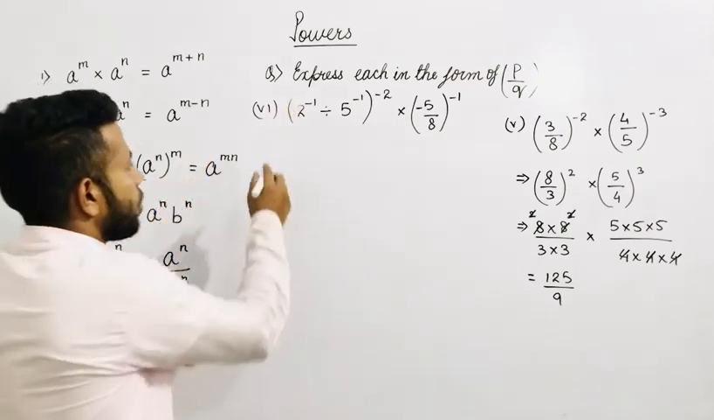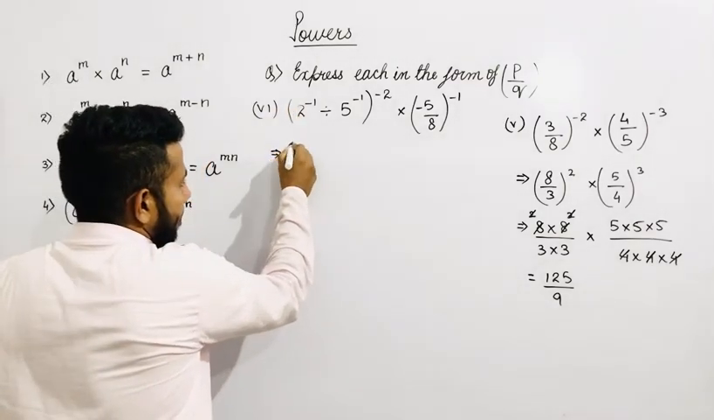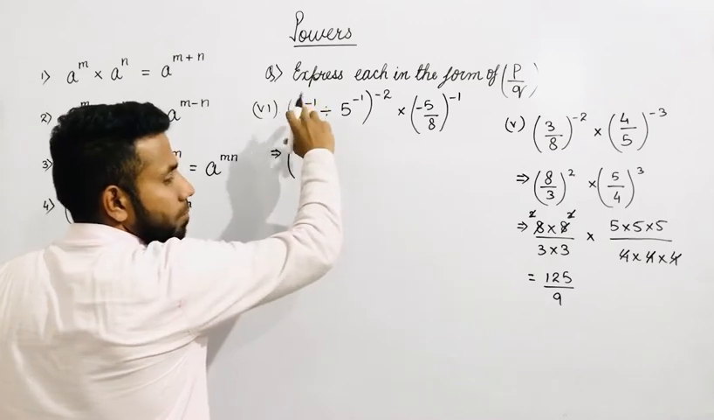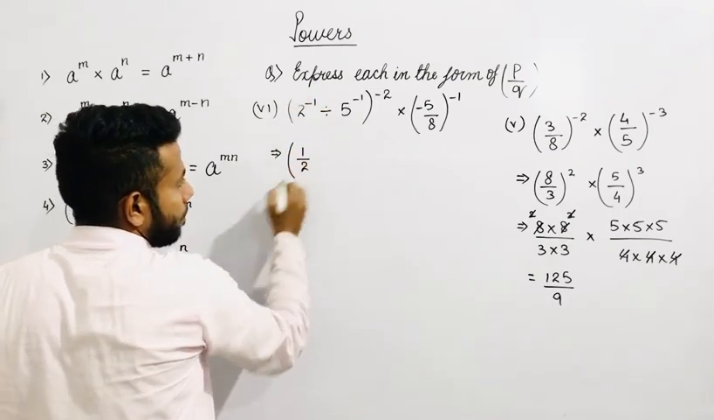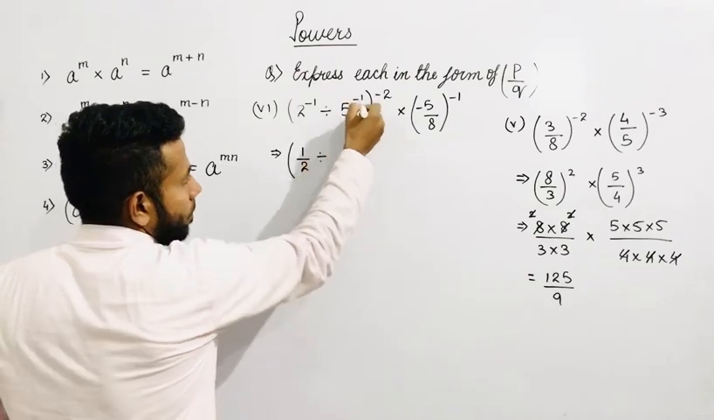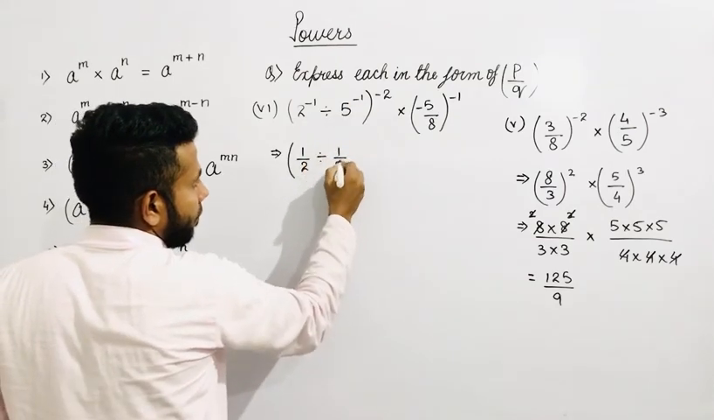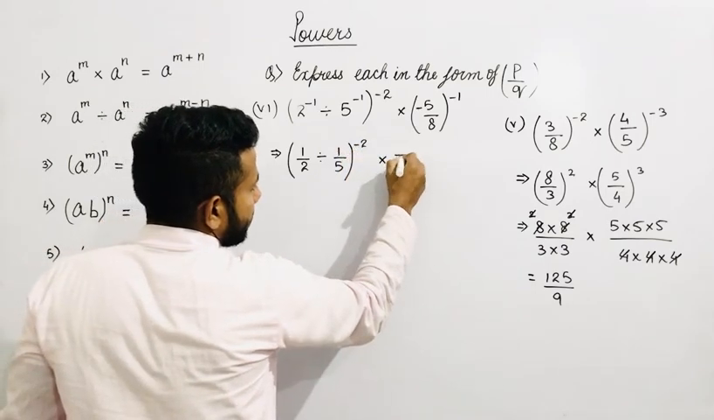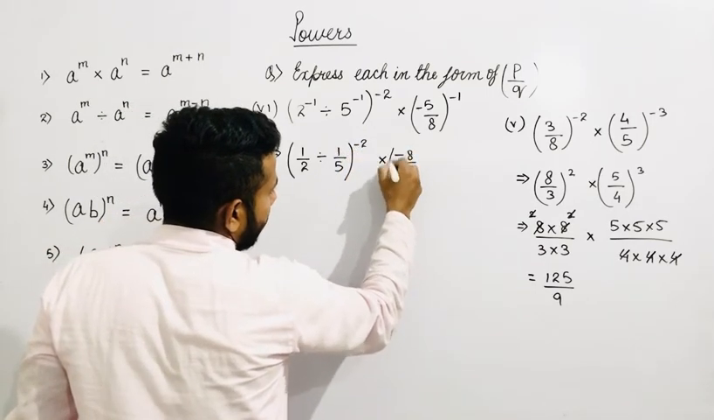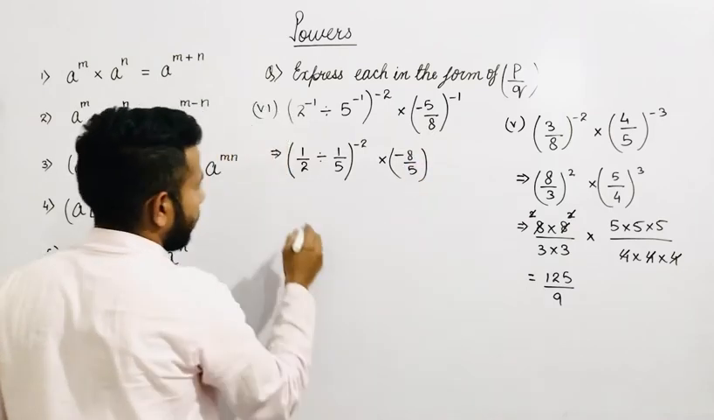So the first thing we need to change is the numbers with negative power. 2 to the power minus 1 becomes 1 by 2. 5 to the power minus 1 becomes 1 by 5. Minus 2 gives minus 8 by 5 to the power 1, that is minus 8 by 5 only.